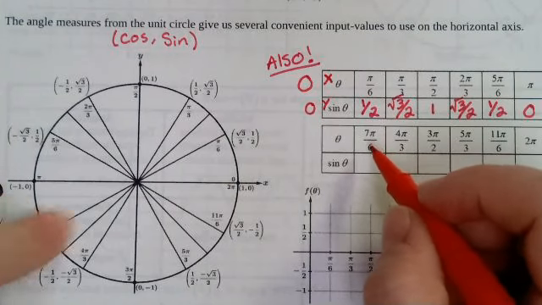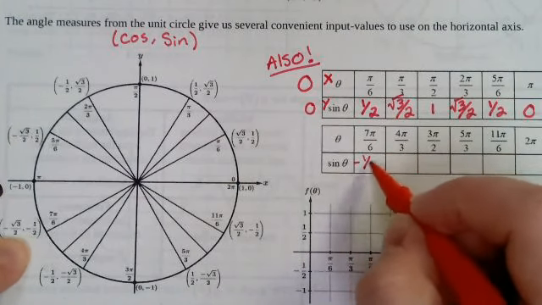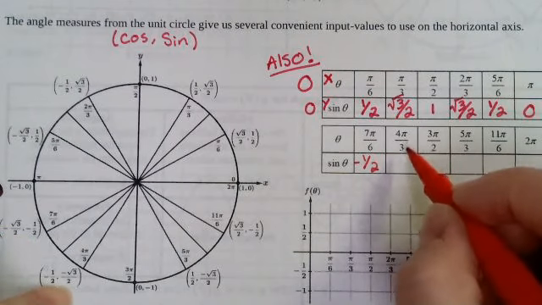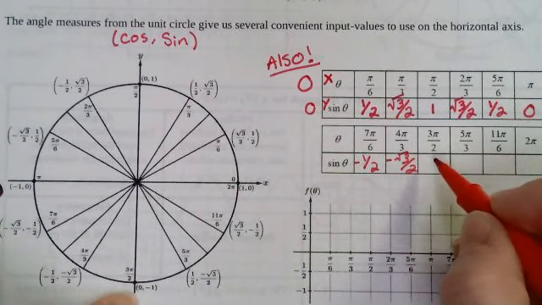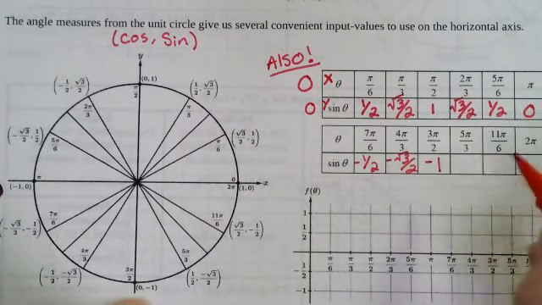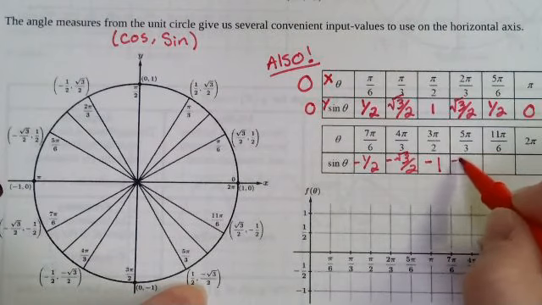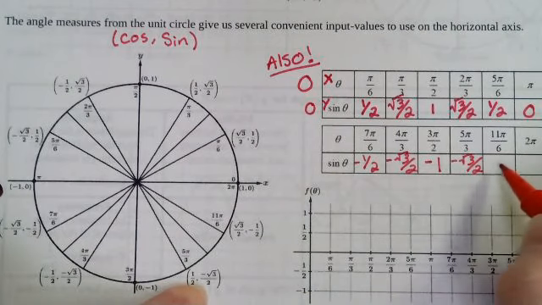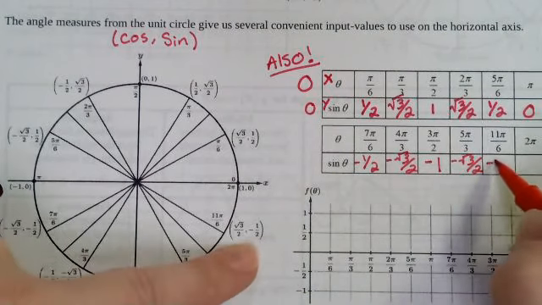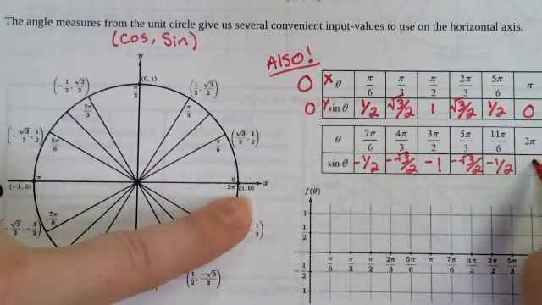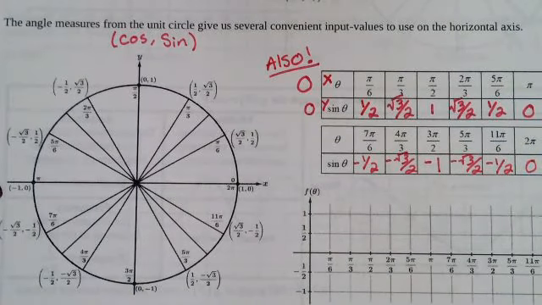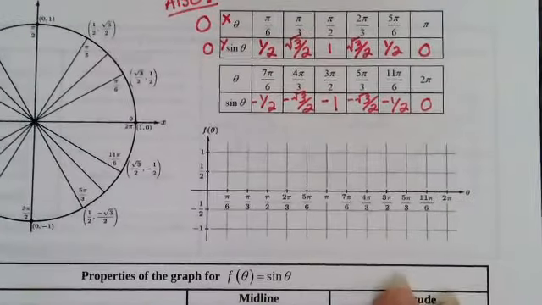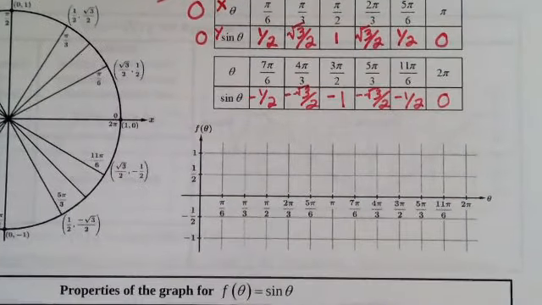All right, 7 pi over 6, look at that y coordinate, negative 1/2. 4 pi over 3, negative root 3 over 2. At 3 pi over 2, we are at negative 1. 5 pi over 3, it's negative root 3 over 2. 11 pi over 6, we're at negative 1/2. And at 2 pi, we've made a full rotation, and my y-coordinate is 0. All right, so that gives me inputs and outputs. And let's see what that would look like if I were to graph it on this grid down here.